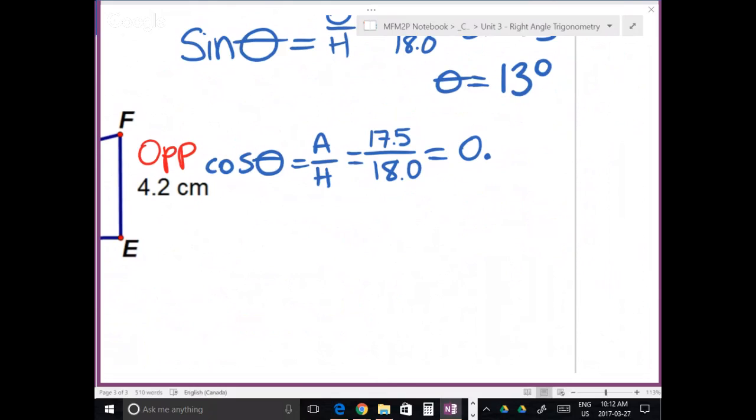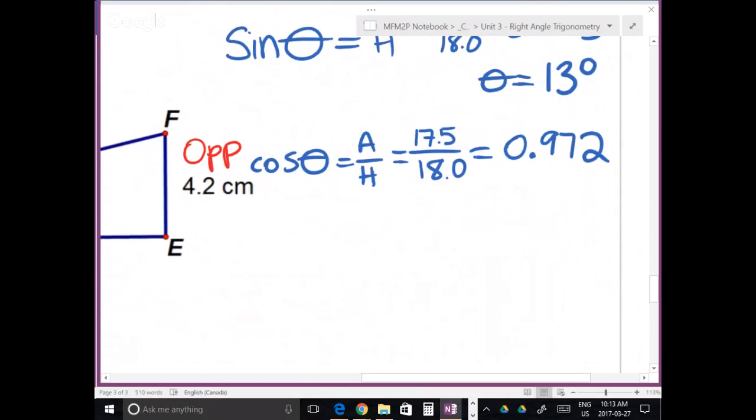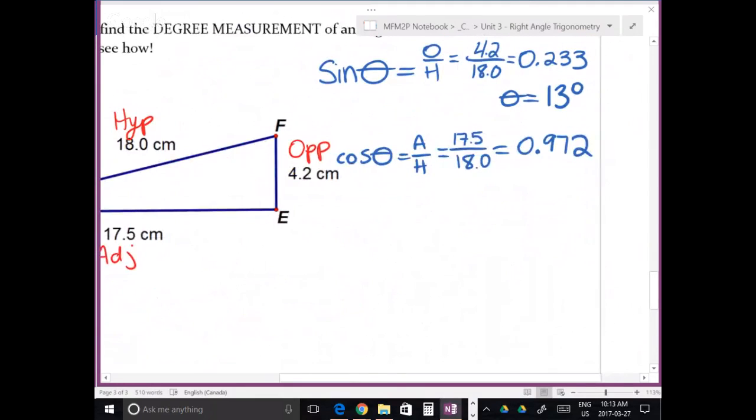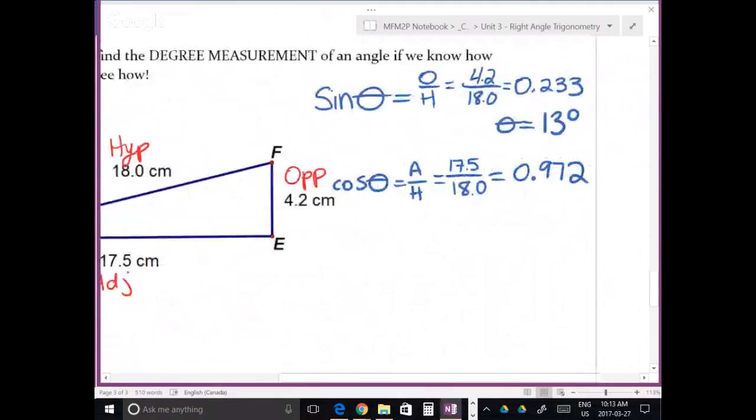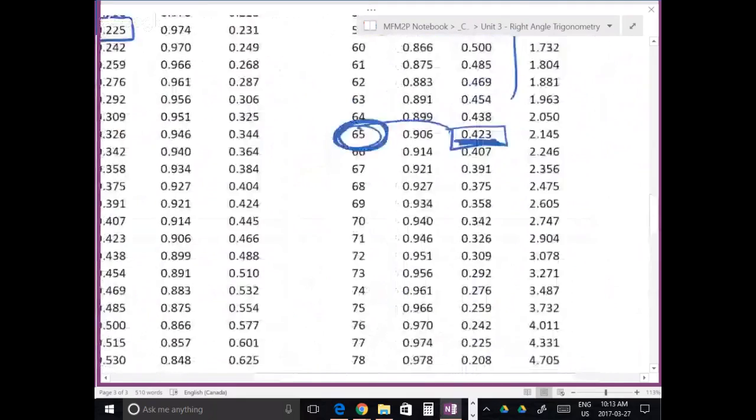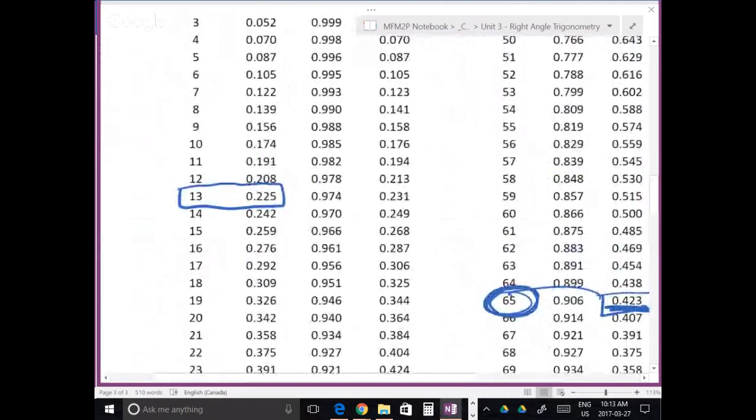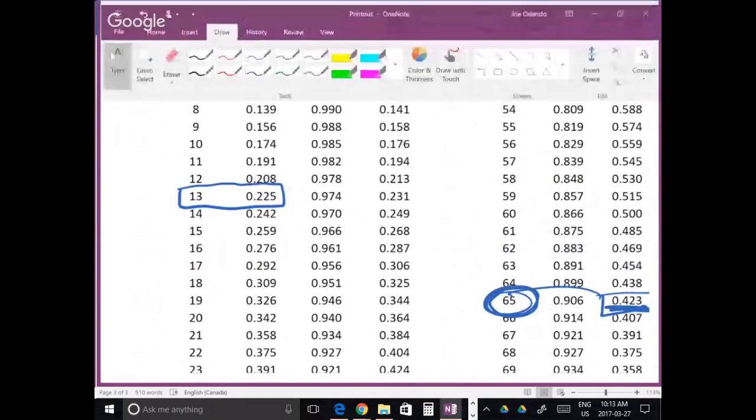That was great. Megan, could you tell me? 9.72 or 0.972? Okay, good. I like that. So, can we look that angle up? See what we get. Go back to the table. A cosine of 0.972. You've got to pick the closest one.